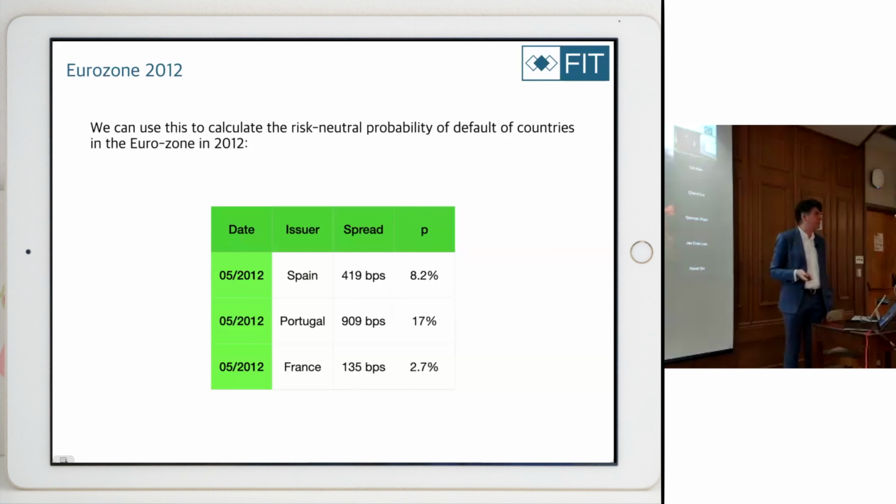Portugal, 900 basis points. Probability of default, 17%. That's big. Spain, 400 basis points, probability of default 8%. Spain is a big percentage of the European GDP. I don't know, 15%? I have no idea. These are big numbers, but we can do these numbers ourselves. You can do these numbers. What do you need to do these numbers? Assignment number 1. Assignment number 1 is really useful.